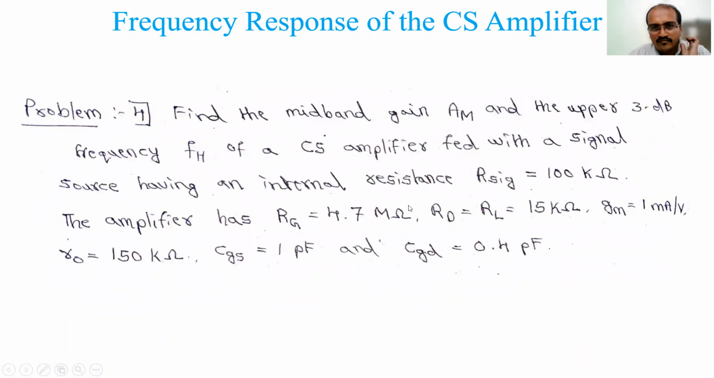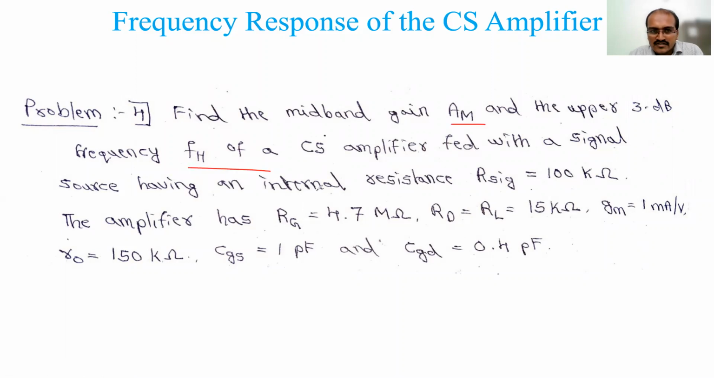Now we'll have a problem. Quickly, I will go through this. Let me read out the question straight away. Values are given. Find the midband gain AM and the upper 3 dB frequency FH. These two we have derived now, so you have to calculate them.